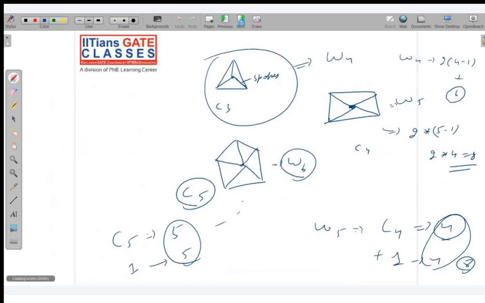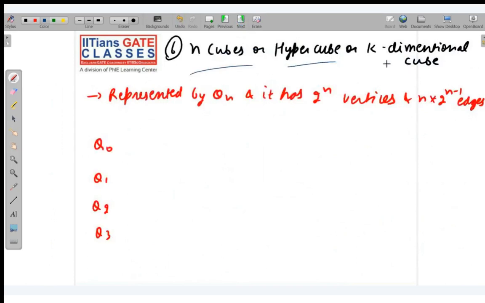Okay, next. N-cubes or hypercube or k-dimensional cube. What are these? It is represented by Qn. See, this phi n was your null graph, and this is Qn. Qn is the n-cube or hypercube or k-dimensional cube. It is represented by Qn.